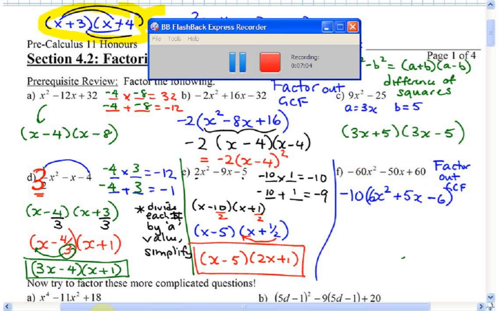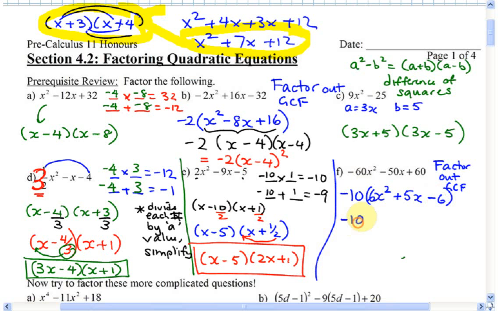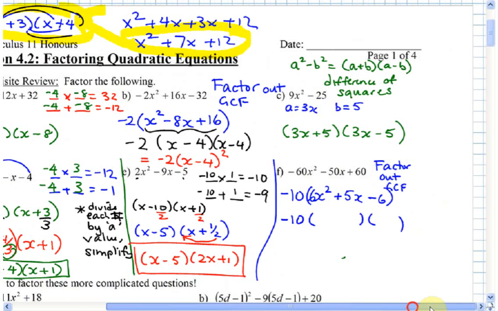What's the actual answer here? -10. And what do we have for this stuff? 2x plus 3. Is it 2x plus 3? Maybe should I do it or should I just write down the answer? Just write the answer. Okay. 2x plus 3, 3x minus 2. Cool. All right.